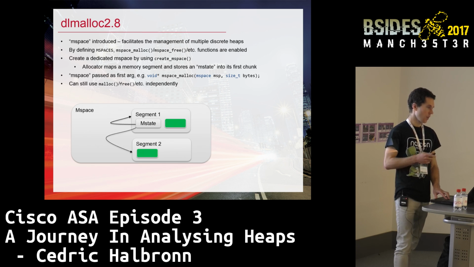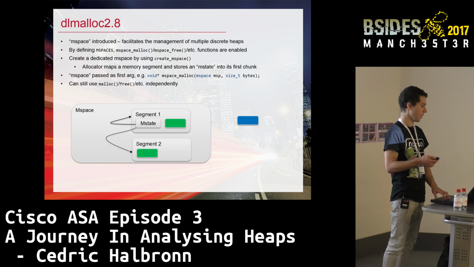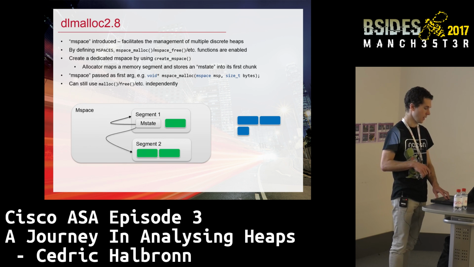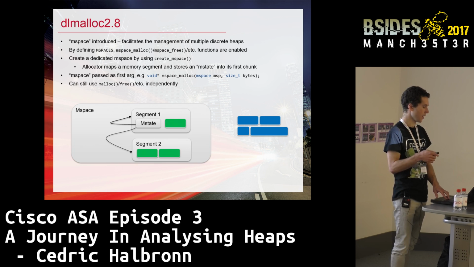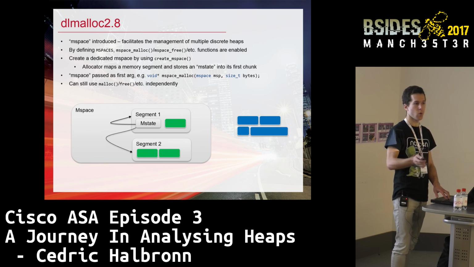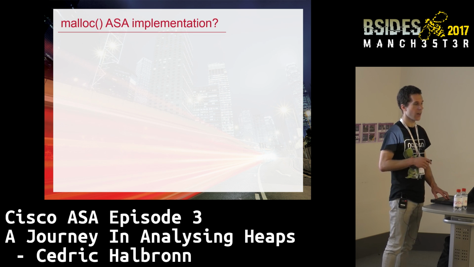Okay. So theoretically, you can still use malloc and free. You can have your own mspace and still call your mspace malloc, and you can still call the malloc function that's handled by the heap allocator itself. But you can also choose not to use malloc. You define only mspaces, and then you won't have the malloc functions anymore. That's actually what we have in ASA.